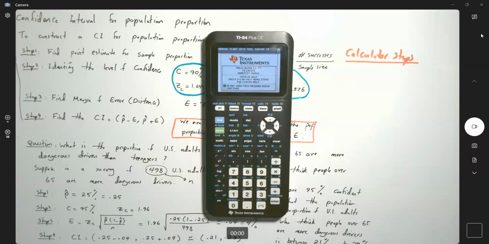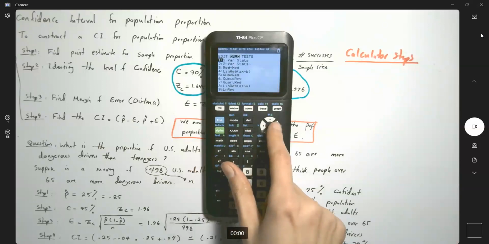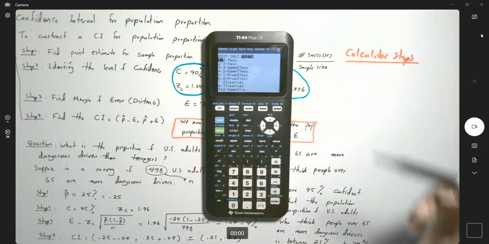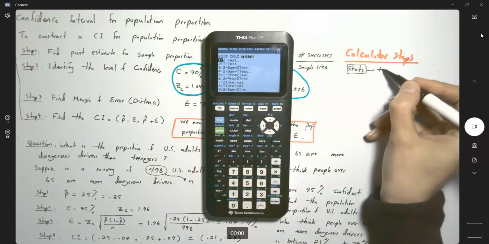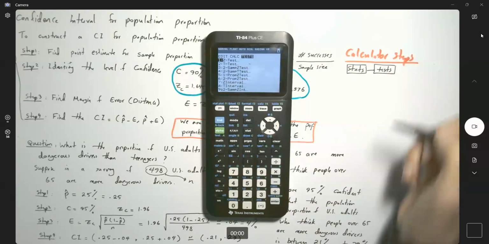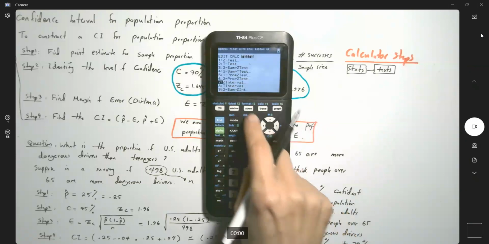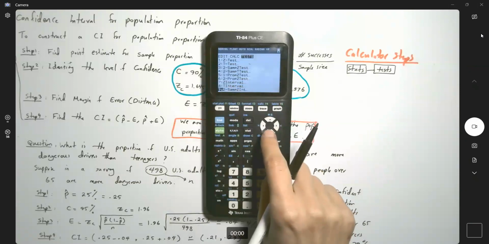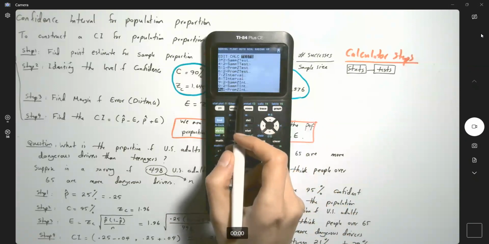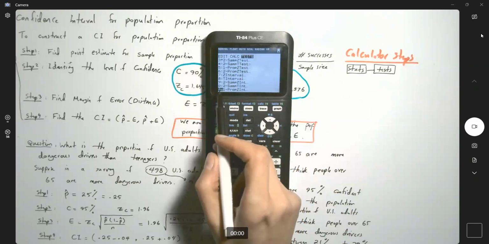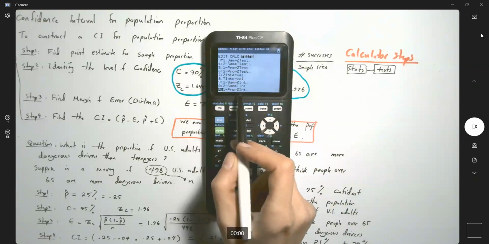In calculator steps, please click on Stat and Tests. So, Stat, then go to Tests. What are you looking for? You're looking for interval, but not Z interval or T interval. You're looking for one proportion Z interval. So this is what you're looking for. You have a lot of intervals. The one that you're looking for is one proportion Z interval.